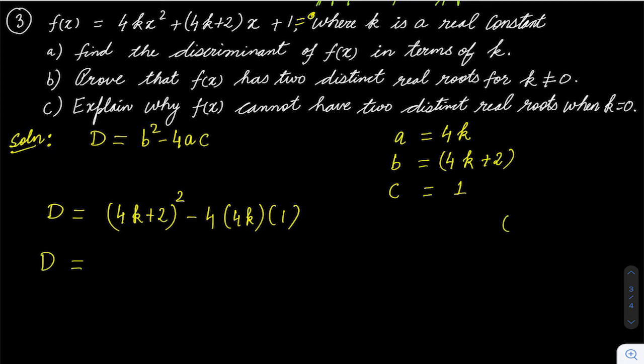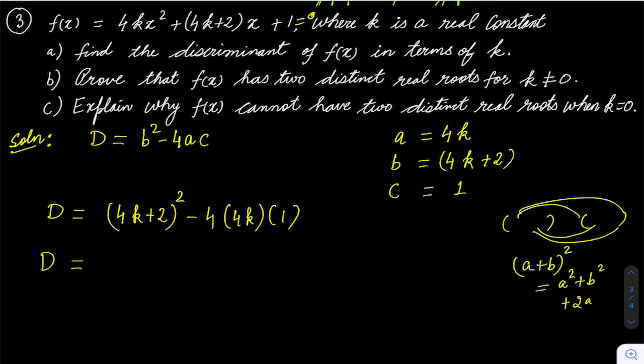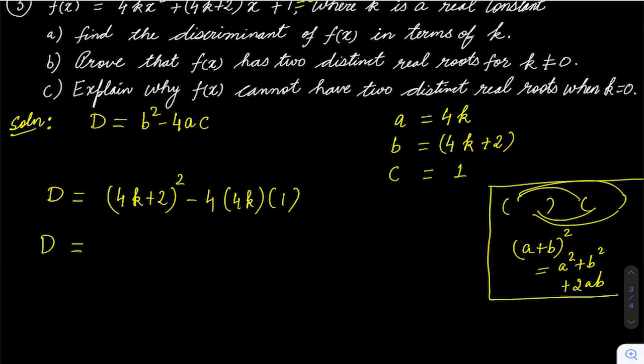Either you can use the FOIL method, if you are comfortable with it. Or if you are used to the (a plus b) whole square identity, you can use that identity also. I know there are some students who know this identity and some who don't. So whichever method you like, you can follow. And I will advise you, if you don't know this identity, it is very useful in a lot of questions, so it's always better to learn it. I will use this identity, or whichever method you like.